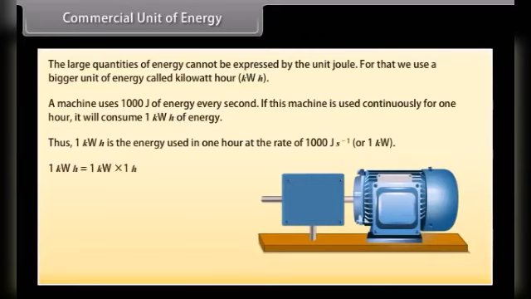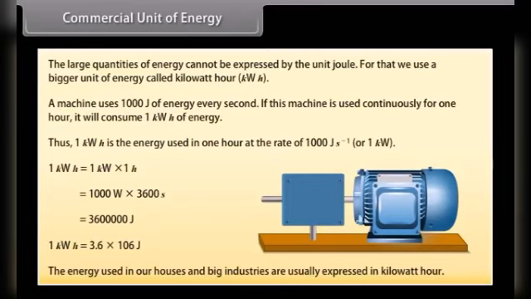So, 1 kilowatt hour is equal to 1 kilowatt into 1 hour, which is equal to 1000 watt into 3600 s, which is equal to 36 lakh joule. 1 kilowatt hour is equal to 3.6 × 10⁶ joule. The energy used in our houses and big industries is usually expressed in kilowatt hour.